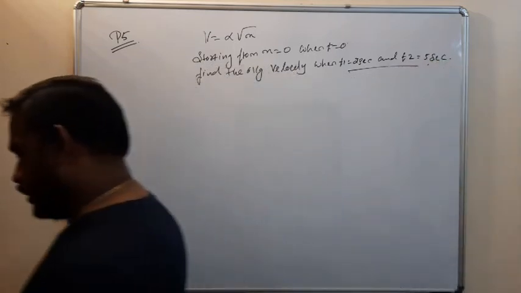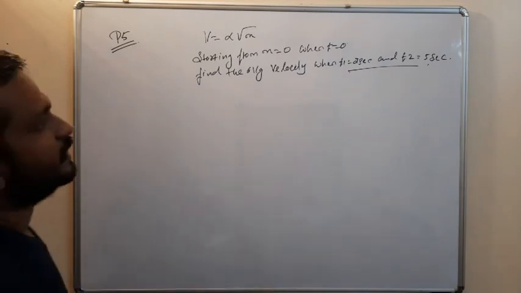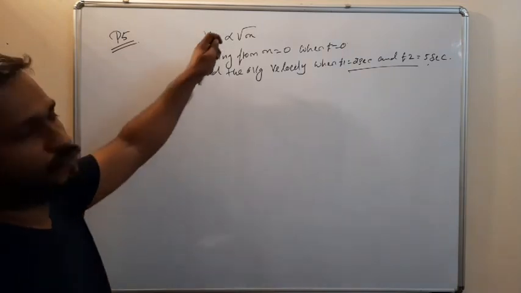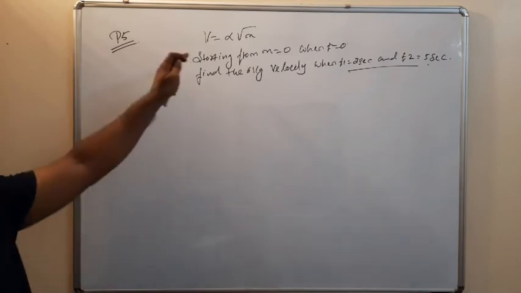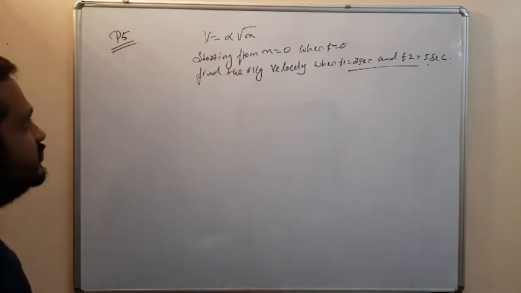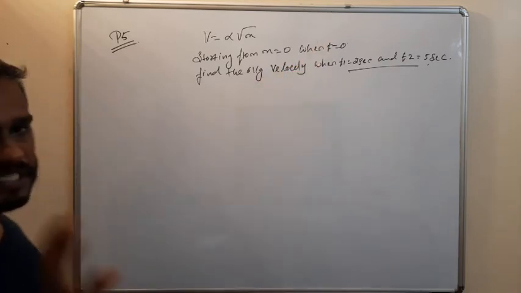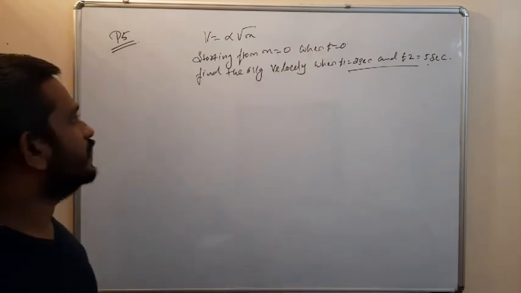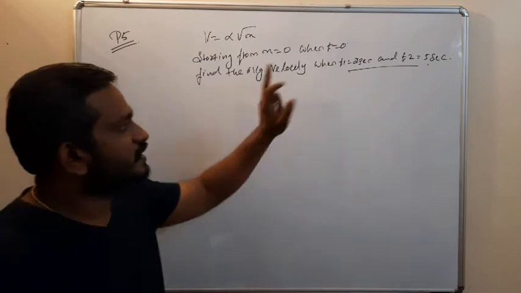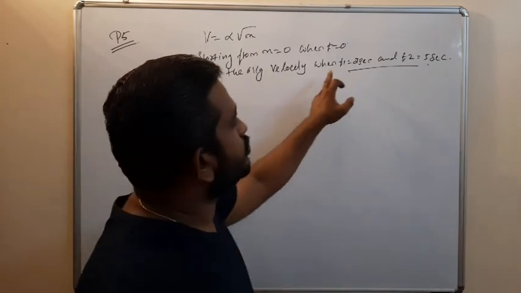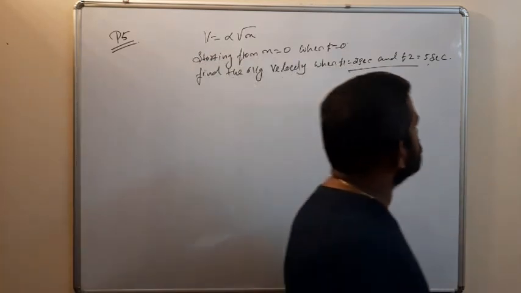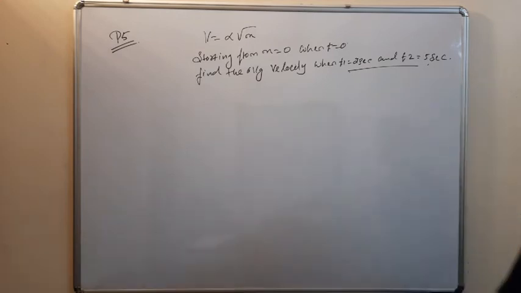So listen here. What is given? A car is moving with the instantaneous velocity v is equal to alpha root x, starting from x equal to 0 when t is equal to 0. That initial condition is given. We have to find the average velocity of the car when t1 is equal to 2 seconds and t2 is equal to 5 seconds.